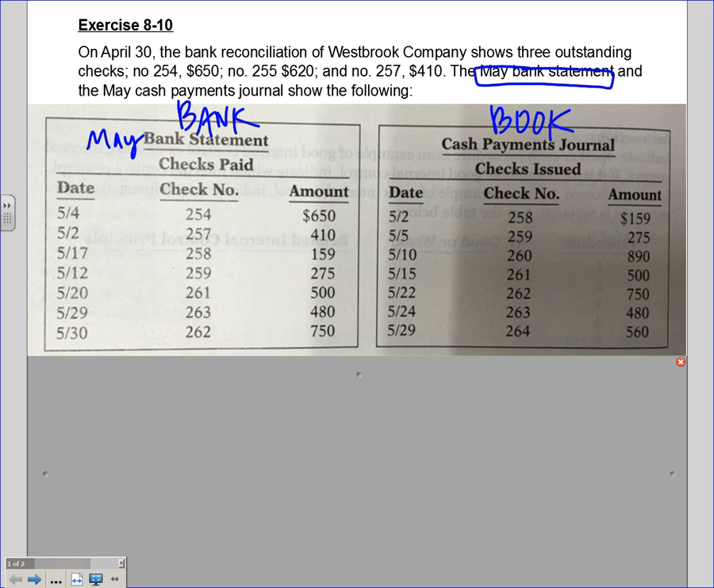Yep. When did we write it? What date? Actually, May 2nd, because that's the book side. Okay, this is the book side. We wrote check number 258 on May 2nd. When did it clear in the bank? Holy cow, 15 days later. Talk about a time lapse. Why do you think that time lapse existed?